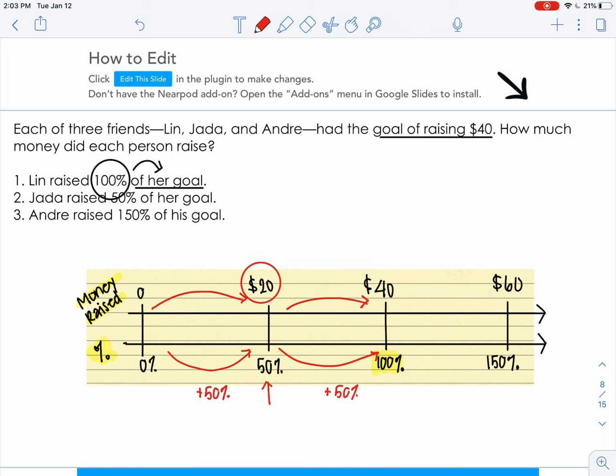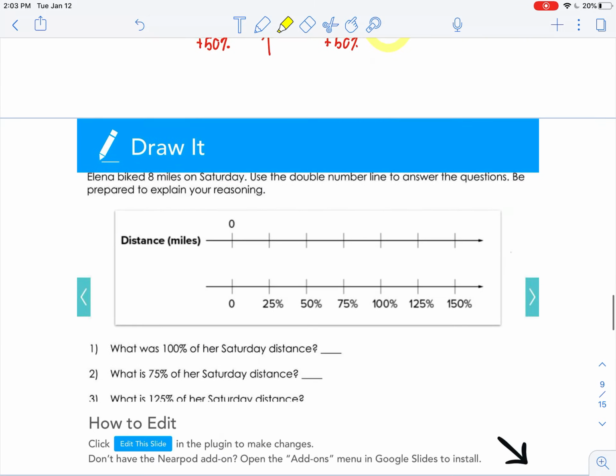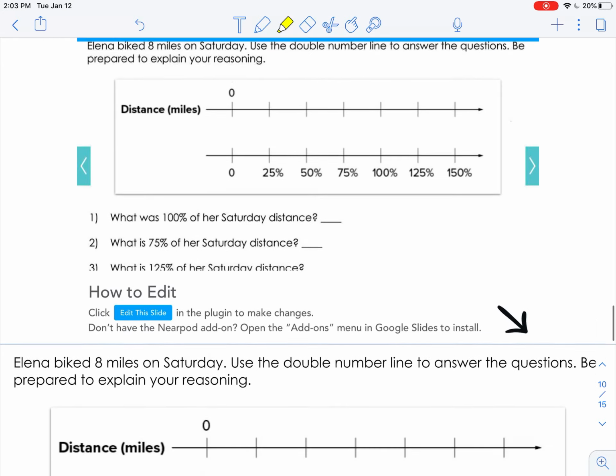And finally, we would continue our double number line. We'd add another $20 and another 50%, which shows us that $60 is 150% of the goal. So again, the most important takeaway is that we always want to start by lining up 100%. You got a second question here.